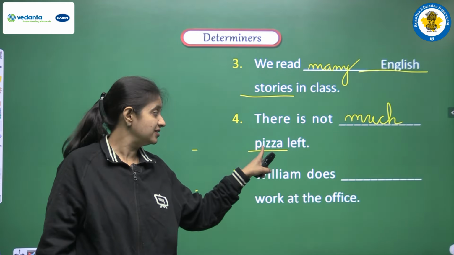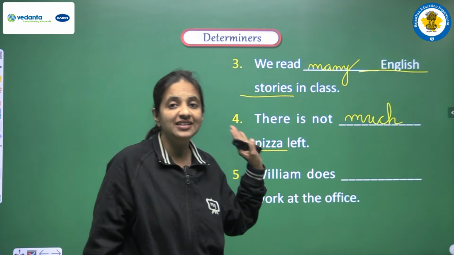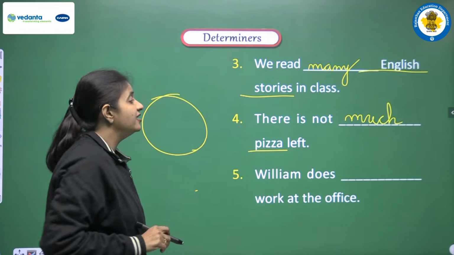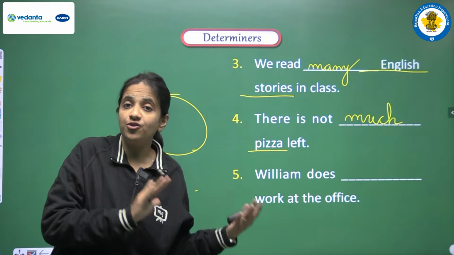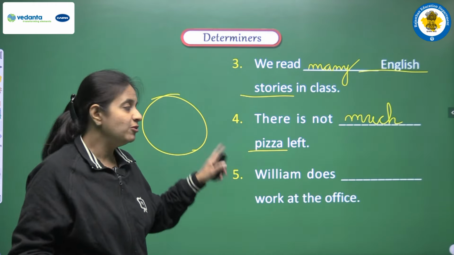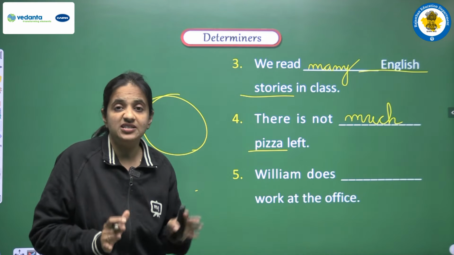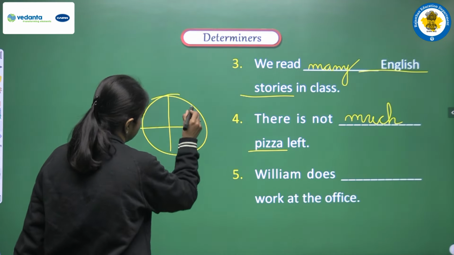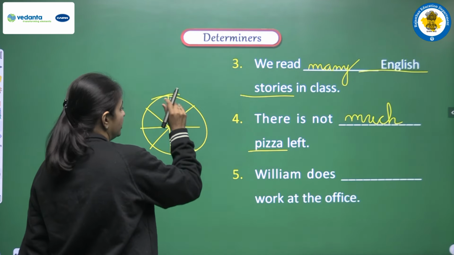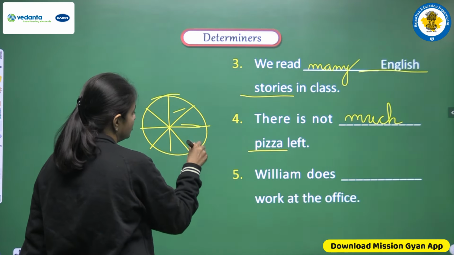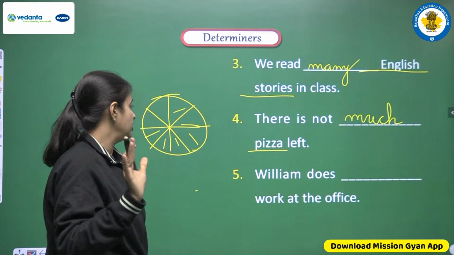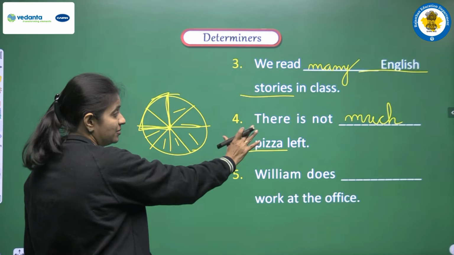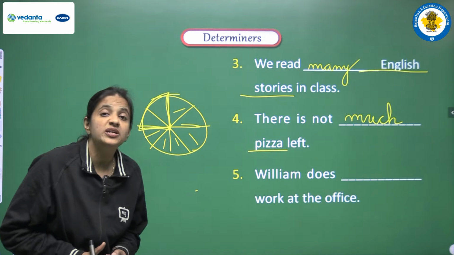But first of all, this is a singular noun, and the second reason, here we are talking about one pizza, right? And here we are talking about a certain part of that pizza. Suppose I was having one pizza and I have eaten some of it, right? So suppose these are the slices of pizza. So this many slices of this pizza are already finished, now only 2 slices of this pizza are remaining. So now I am saying that there is not much pizza left.